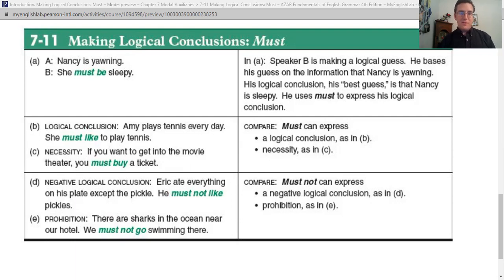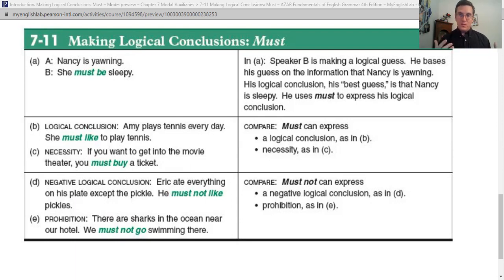In example D, we have a negative logical conclusion. We can say must not in the negative. Eric ate everything on his plate except the pickle. He did not eat the pickle. So my best guess, he must not like pickles. Must not can be used to express that negative logical conclusion.